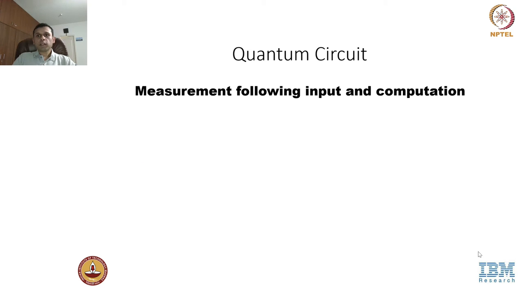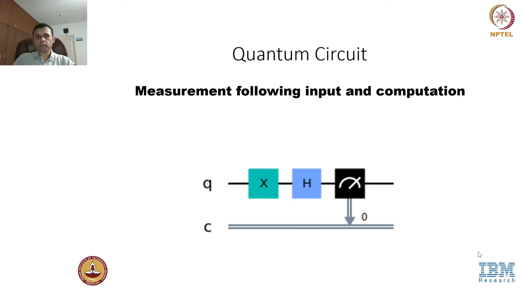So let's look at the quantum circuit in more general terms. The purpose of using a quantum circuit is to do some useful computation from a given input and then measure the results so we can get something interesting out of it.